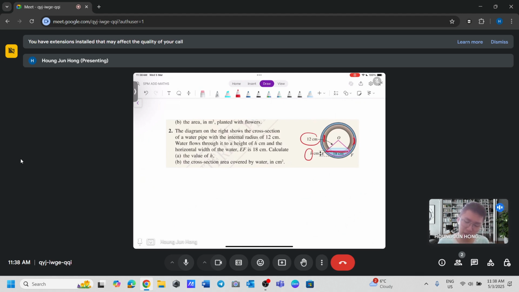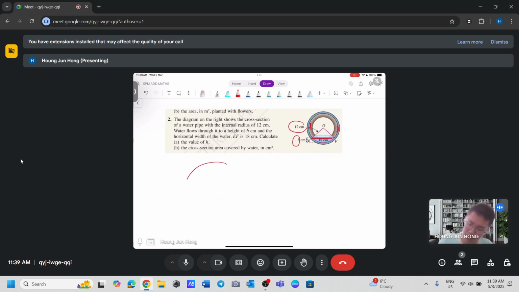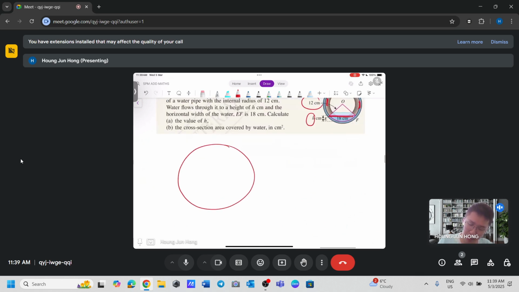Then they ask you to find the value of h. It should not be very hard. Let me try to draw it a bit better. This is a circle, and then you have this and this and this. You have 12 over here. This is also a radius, 12 over here. You have 18, let me just say 9 and 9 over here.